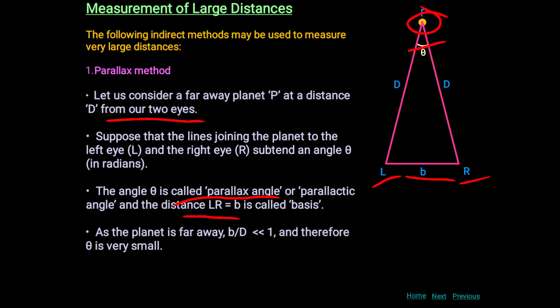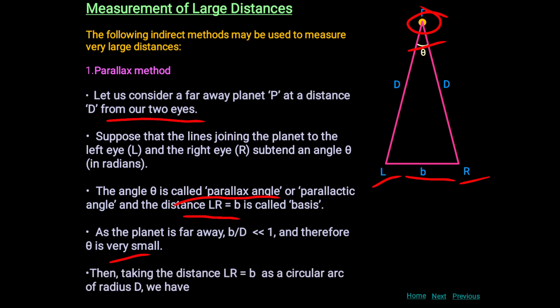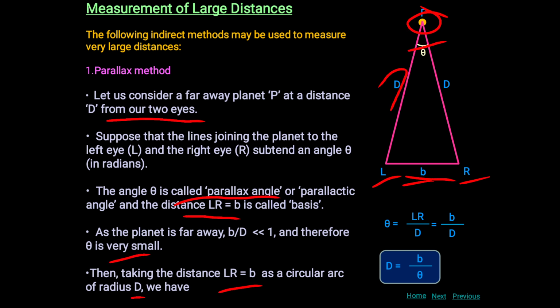As the planet is far away, b by d is much less than 1, and therefore theta is small. Then taking the distance LR, which is b, as a circular arc of radius d, we have theta is equal to the arc LR by the radius d. It means theta is equal to b by d. Therefore, d is equal to b by theta. This means we can calculate the distance from the eyes to the planet, this distance d, as b by theta. This is the parallax method.